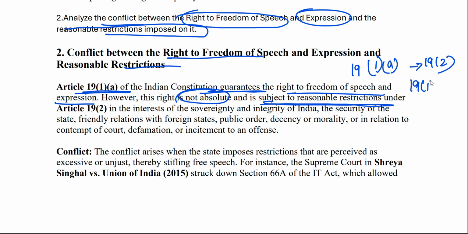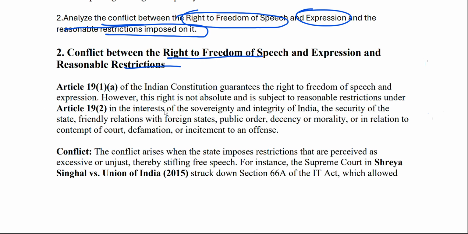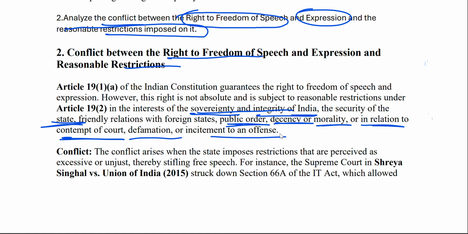we have 19(3) as the restriction. Here, Article 19(1)(a) is the freedom of speech and expression, so we need to discuss only the freedom of speech and expression. This right is not absolute and is subject to reasonable restrictions in the interest of the sovereignty and integrity of India, security of the state, friendly relations with foreign states, public order, decency, morality, or in relation to contempt of court, defamation, or incitement of an offense.